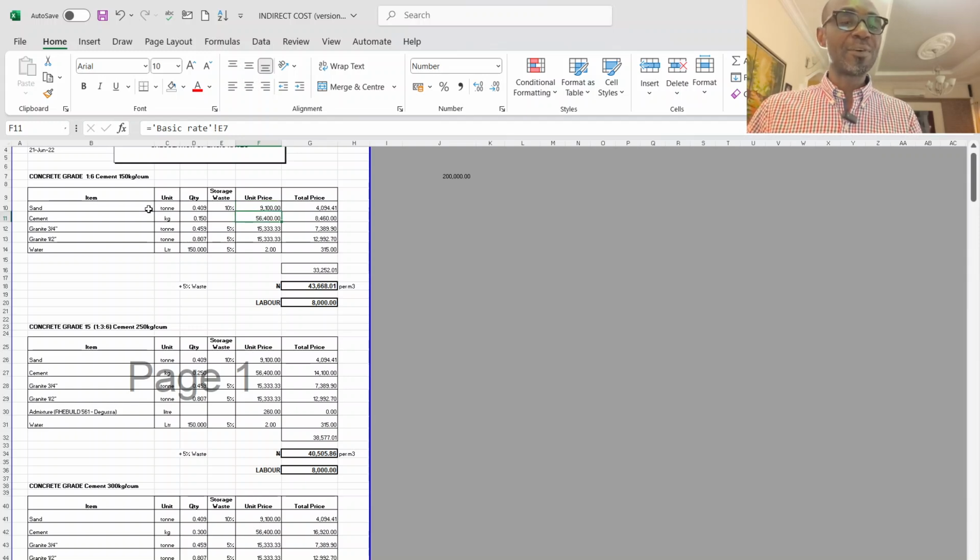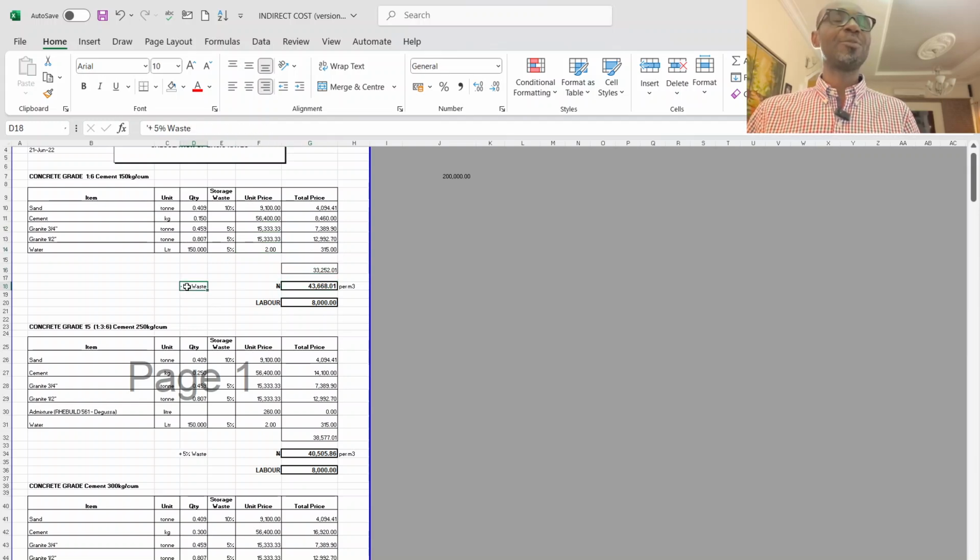These are the unit rate for cement per ton. This is the cost of granite, 15,333 per ton, and this is the cost of water. After applying that, you have this as your dry cost.